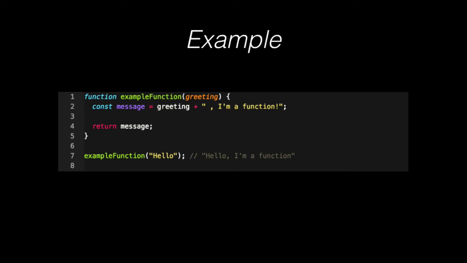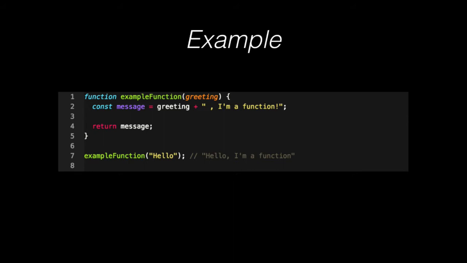So if you call this right here with example function and you pass in the value hello, it's taking that, appending it, or prepending it really, to that string and then returning it. So then it says, hello, I'm a function. This is probably the bread and butter of JavaScript.